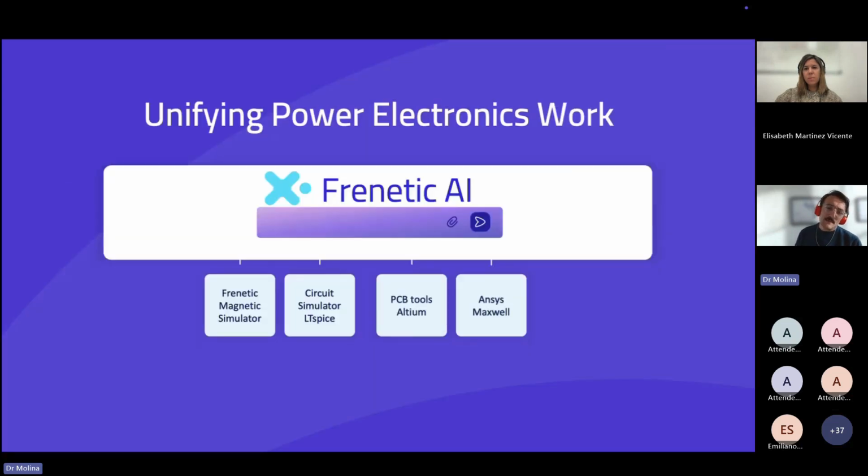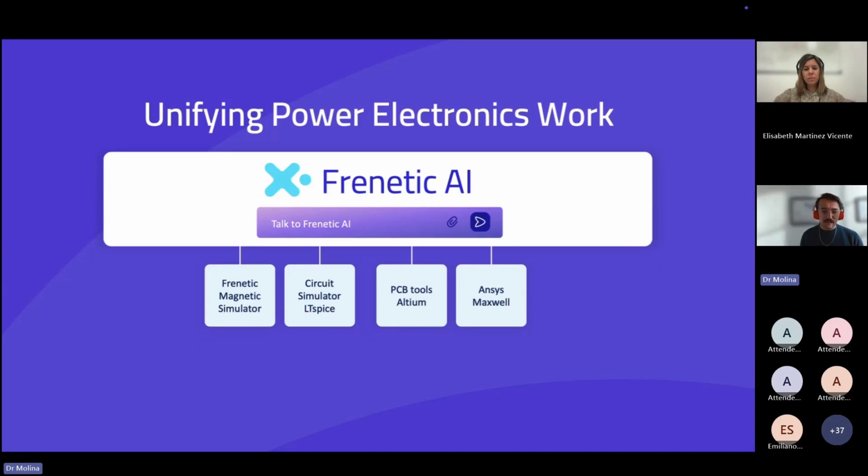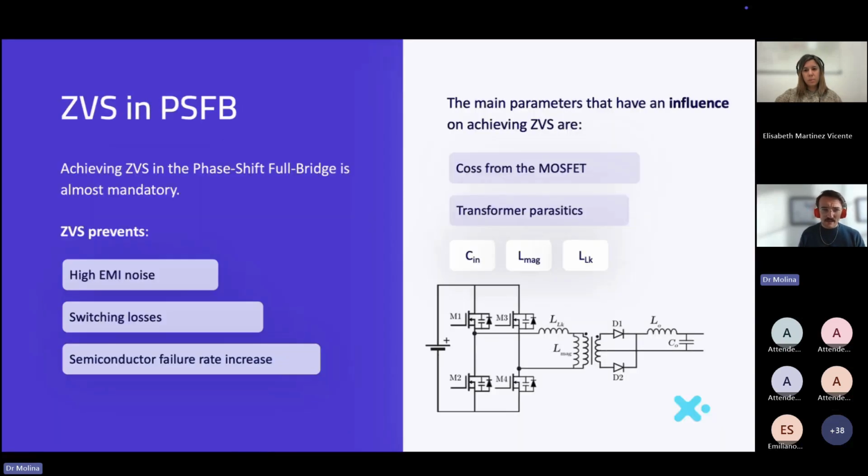In the end, everything is going to unify power electronics at a central point, and then connect with different tools. These tools can be our own Frenetic simulator, but also circuit simulators like LTspice, which is already working, or tools like Altium, or simulators like Maxwell. So this is the idea and the things that are already implemented that you are already testing. But now let's move to the topic of today.